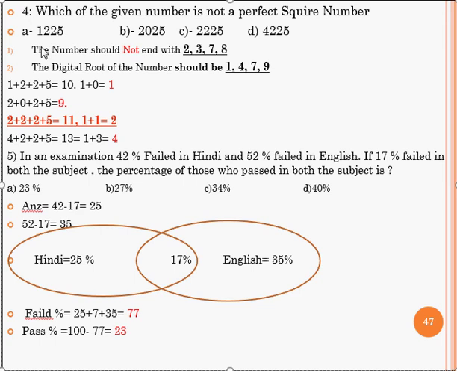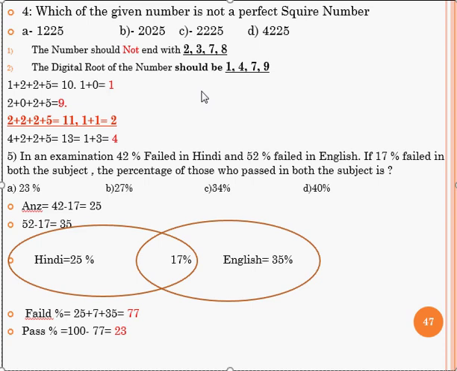The first number is 1225. The number should not end with 2, 3, 7 or 8. Here the number ends with 5, so no problem, the first condition is satisfied. The second condition: the digital root of the number should be 1, 4, 7 or 9. So we have to find the digital root. Here we get the digital root 1. So 1225 is a perfect square.